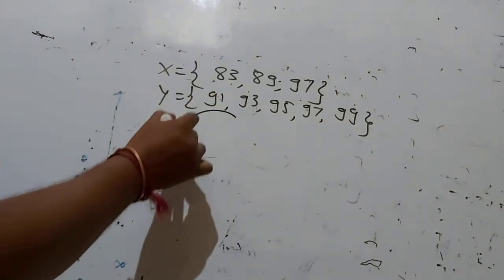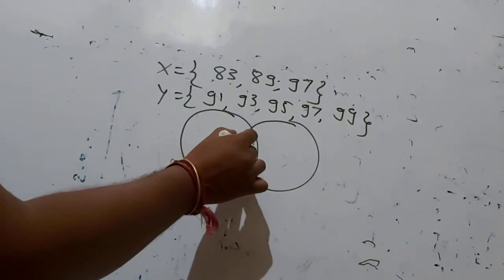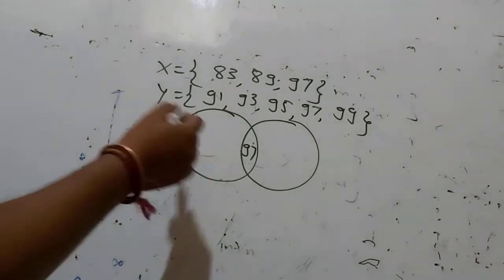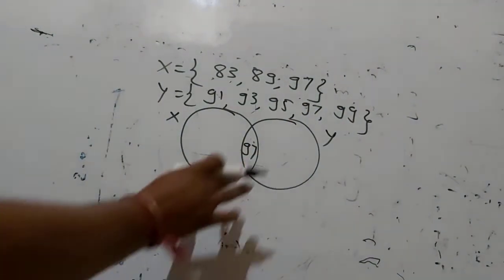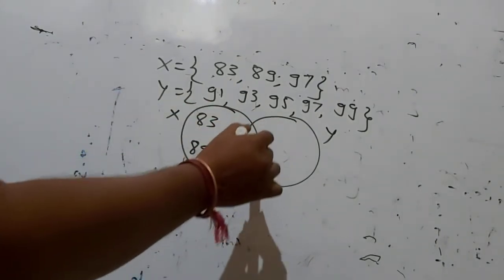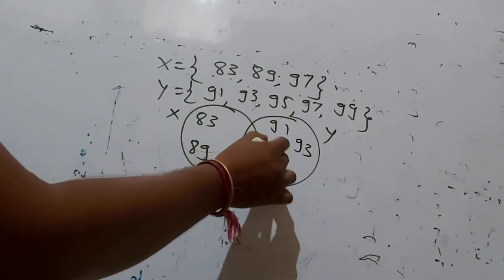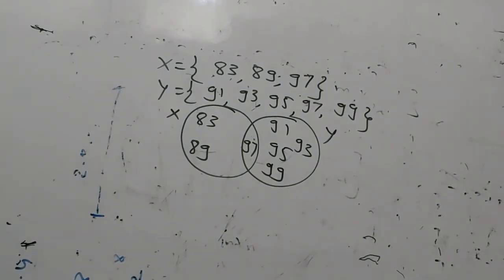So we will draw in this way. 97 is common in this. We will name one circle as X, the other as Y. Leaving 97, 83 and 89 go in X, and the remaining elements other than 97 go in Y. This is question number 7, where we are representing the sets in the form of Venn diagrams.